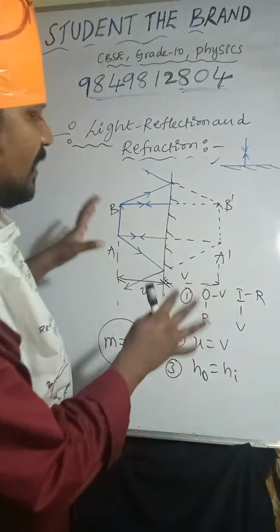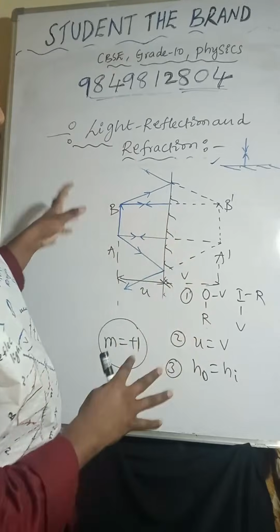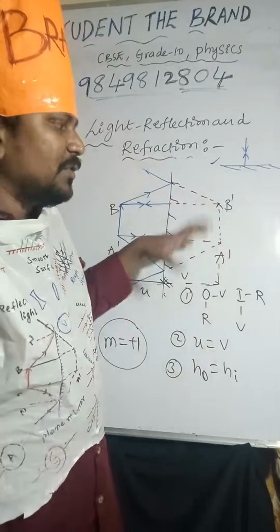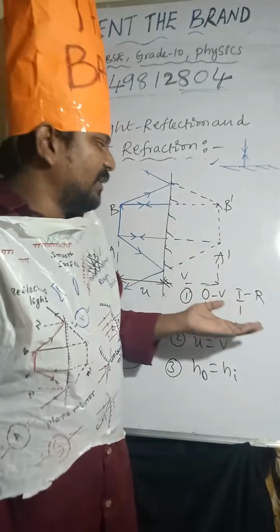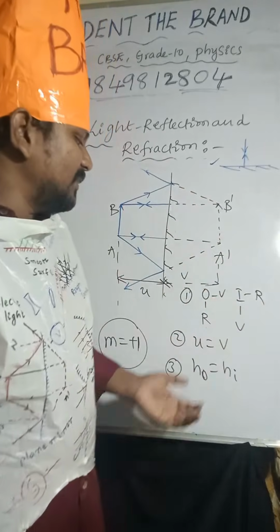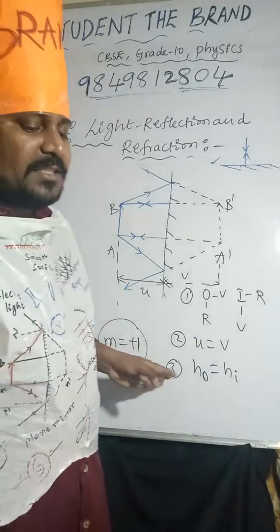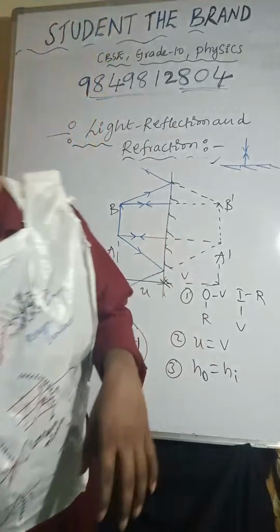So this is a very important question. A 3 marks question is expected for the board exam, and also many points are there for MCQs. Object distance is equal to image distance. Height of the image is equal to height of the object, and also magnification is +1. So all these points are very important.